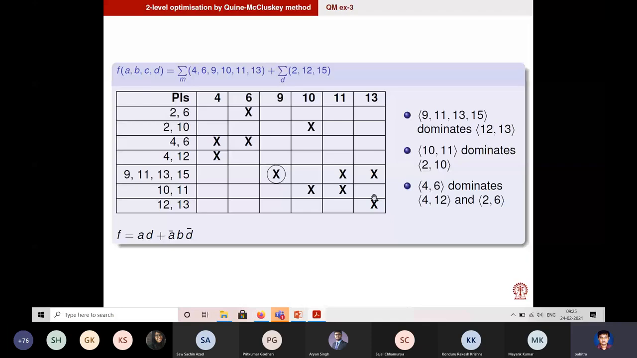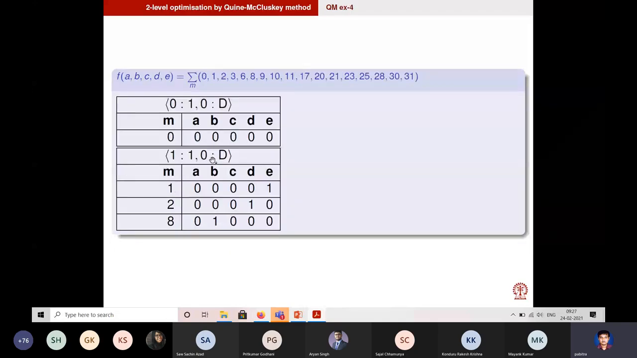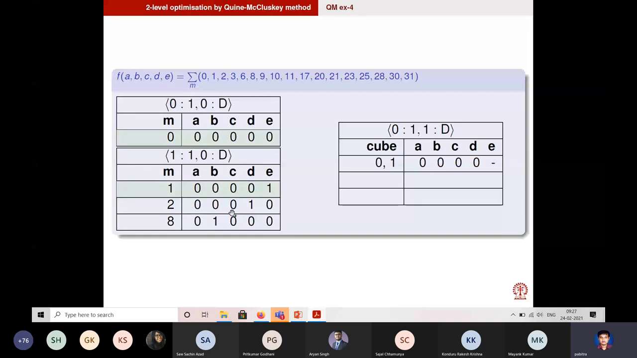Okay, this is another example. I repeat the same procedure. I group the min terms. Here there are only two min terms. According to the number of ones they have, their index, I combine them to get these cubes. I'm just writing them: 0, 1, 0, 2, 0, 8. I combine one index with two index. I get these cubes.